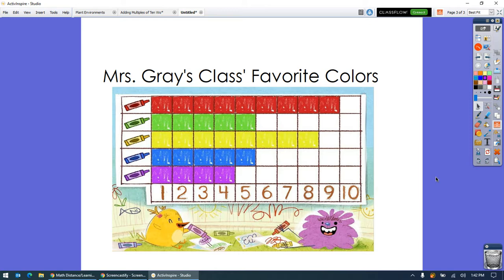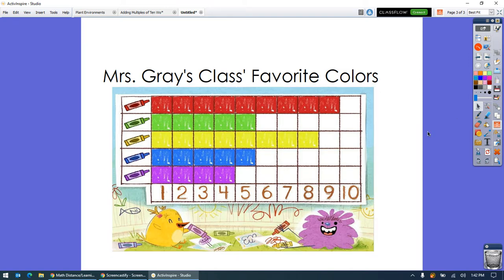I might say, how many students does Miss Gray have in her class? And so that would just be, I count every single box that's colored because each of those boxes represents a student. So we have 9, 10, 11, 12, 13, 14, 15, 16, 17, 18, 19, 20, 21, 22, 23, 24, 25, 26, 27, 28, 29, 30, 31. 31 students in Miss Gray's class.